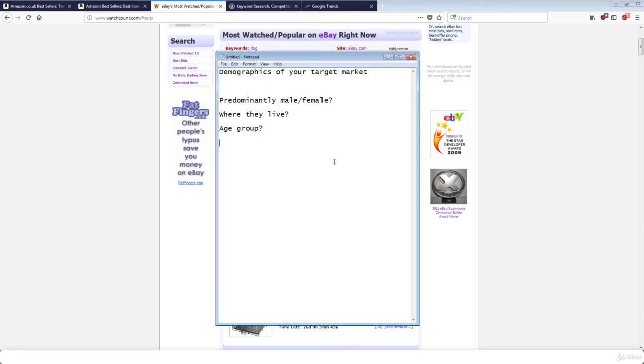Using free tools, it is a little more difficult to get an idea of the age group. That is why it does help if you can sell in a niche that you have some experience of, or sell products that you know appeal to your particular age group. Otherwise, you're going to have to do some research around the internet to get an idea of the age groups. Now, a lot of it is common sense, really.